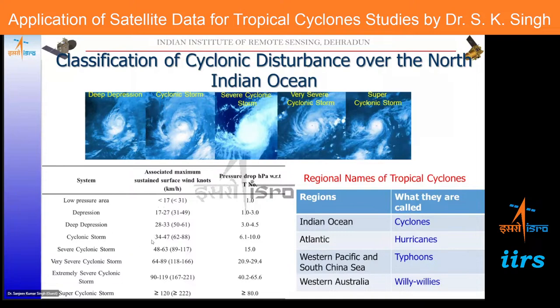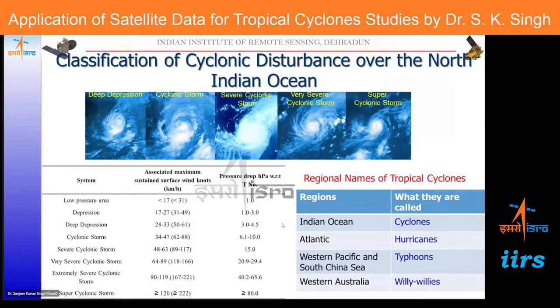If the wind speed is 34 to 47 knots, then we call it a cyclonic storm. Then there is the severe cyclonic storm, very severe cyclonic storm, extremely severe cyclonic storm, and super cyclonic storm. In the category of super cyclonic storm, the wind speed will be greater than or equal to 120 knots, and the pressure drop at the center will be greater than or equal to 80.